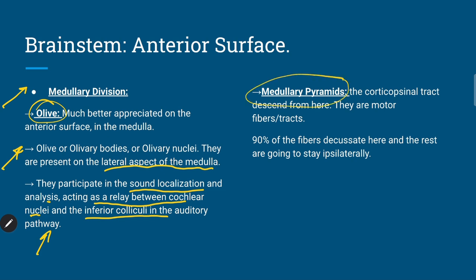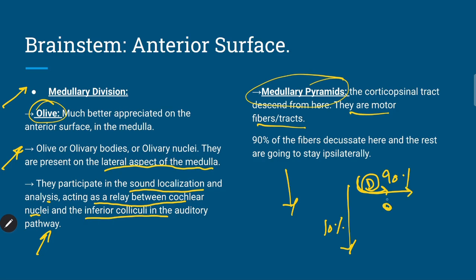We have the medullary pyramids. The corticospinal tract descends from here, and they are the motor fibers and tracts. Again, cortex, spinal cord, corticospinal tract, motor, coming from the central nervous system going down. 90% of the fibers decussate here. So in the medullary region, most of the corticospinal tract decussates. We have discussed that in the spinal cord presentations. And then we have 10% that stays on the same side. That means that 10% stays ipsilaterally. The other 90% goes to the other side, crossing in the middle of the spinal cord, and goes contralateral.